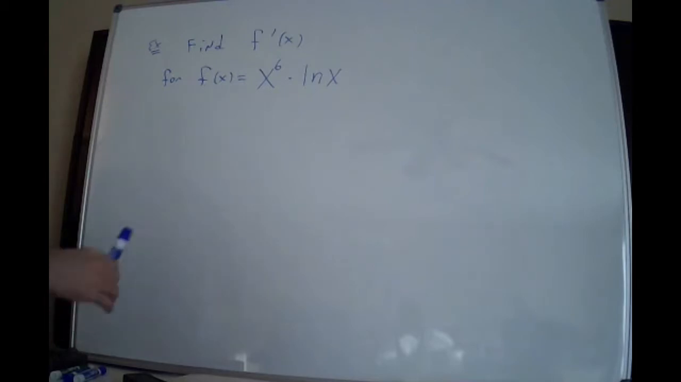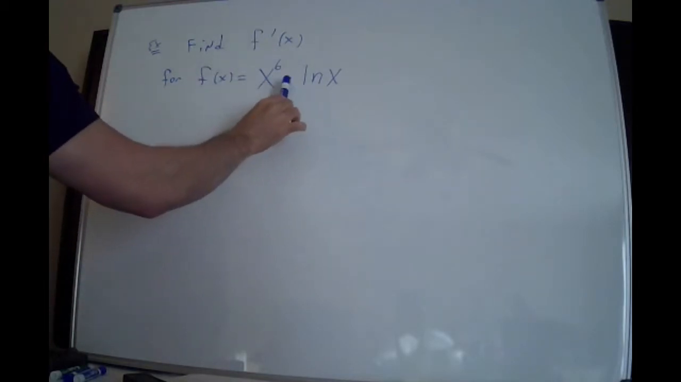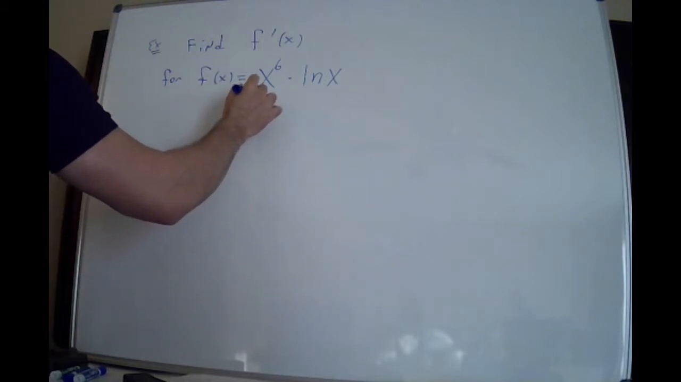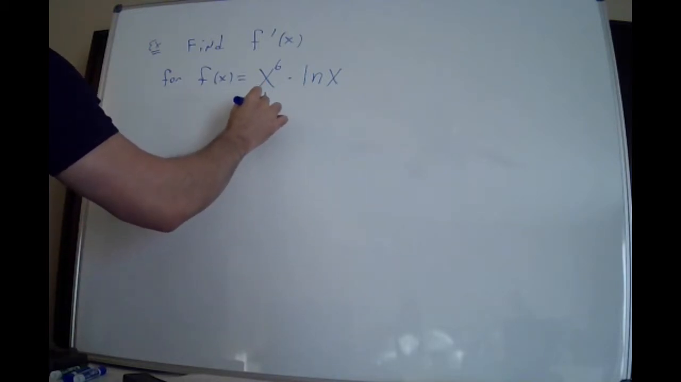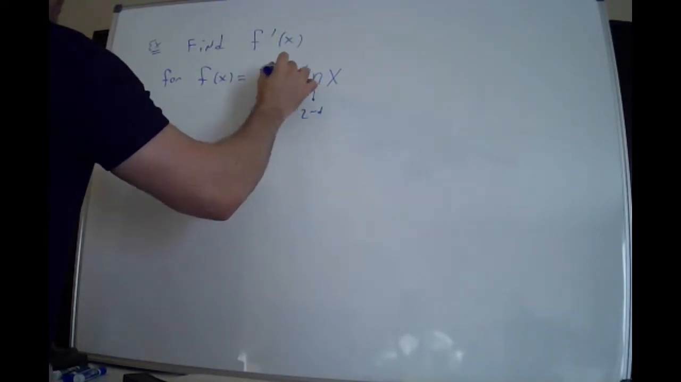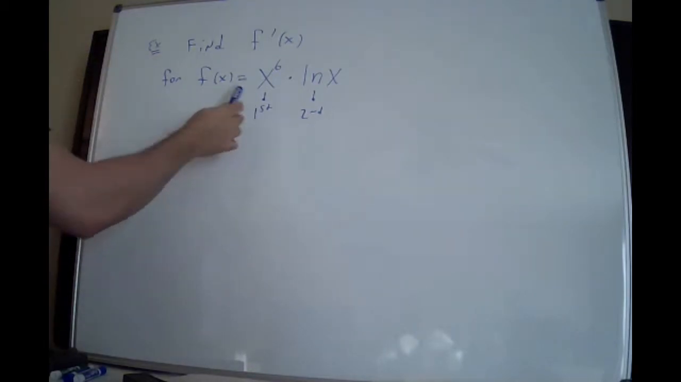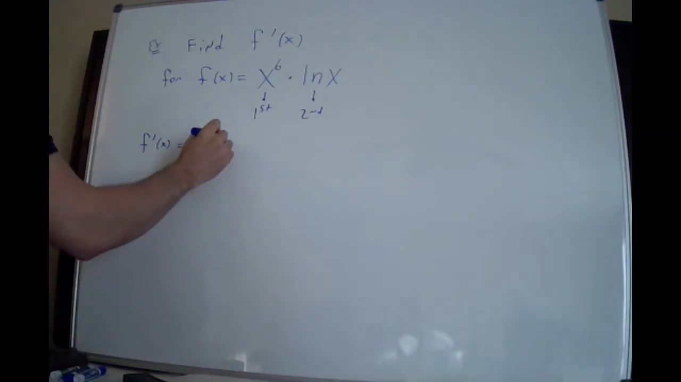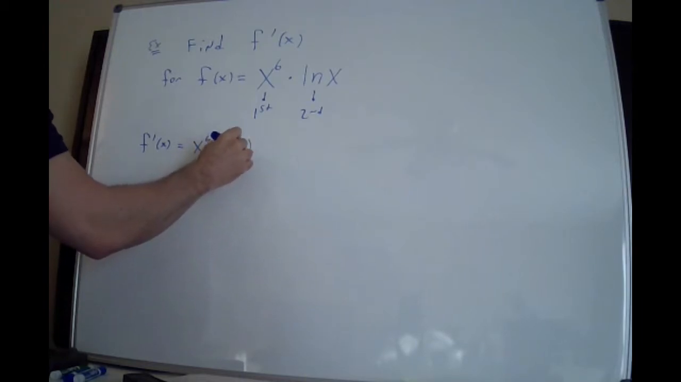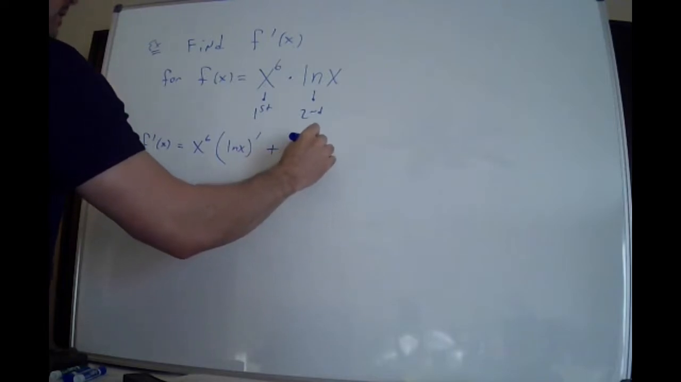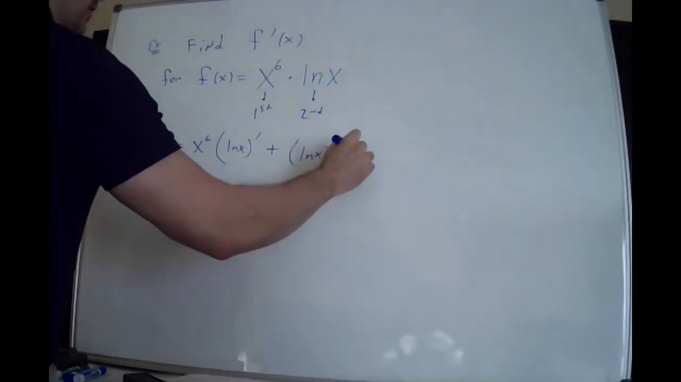All right, so I want the derivative of a product. So I have to use the product rule. So again, I think of this guy as my first, and I think of this guy as my second, right? There's a big dot between them. That's your product. So I'm going to do first. So I want the derivative. So I'm going to do the first times the derivative of the second plus the second times the derivative of the first.